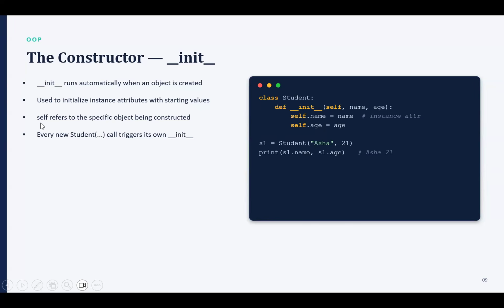And what does self refer to? Self refers to the specific object being constructed. That is S1. If you write self, it means an object has to be there. You cannot consider it without an object. So every new student call triggers its own constructor. Every time a new student gets created, suppose this is Asha, again a new student will come as Roshan. So again this self constructor gets triggered and the output you will get like this. Got it?